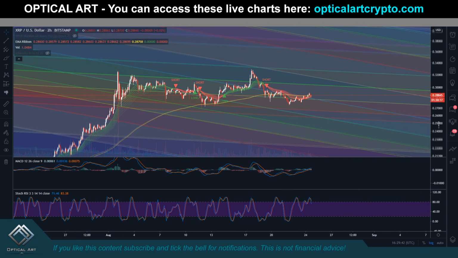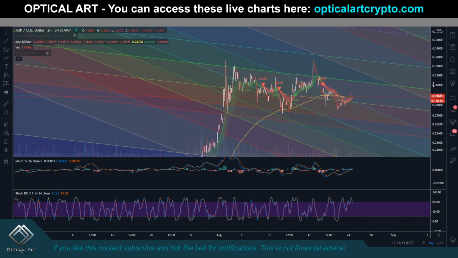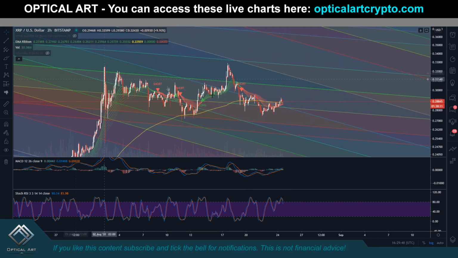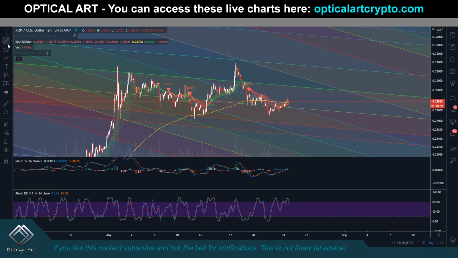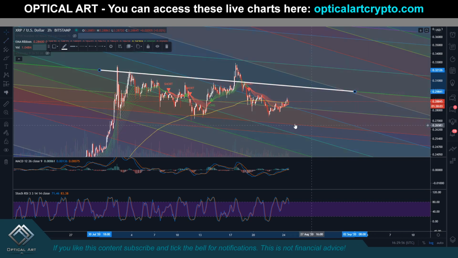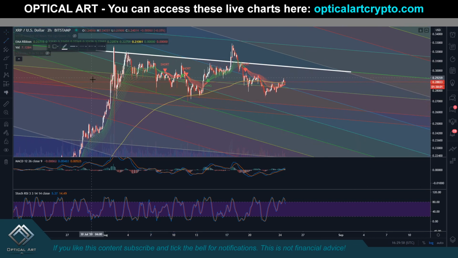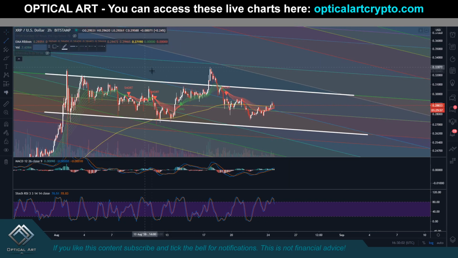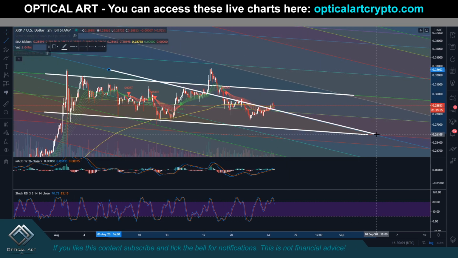XRP, this chart, I'm just going to give you some targets, just current support and resistance levels. You can see that we topped out, and we did go a little above, but this seems to be very strong resistance right here. So this is also strong support right here. Notice that we're also respecting this channel right here as well, which could be support right now.